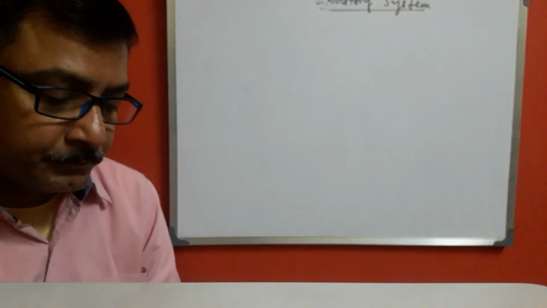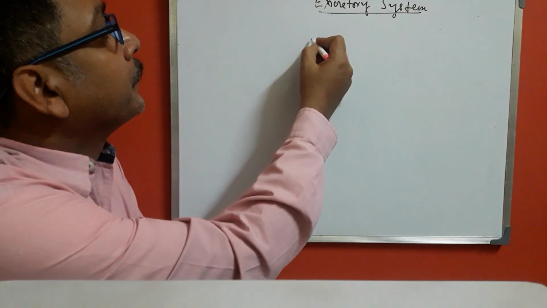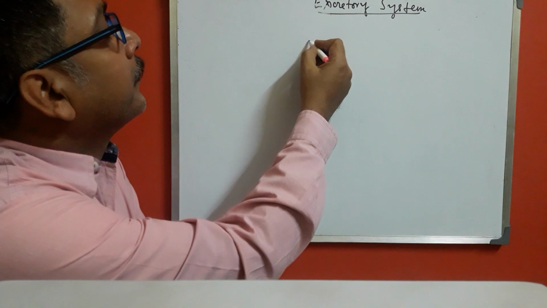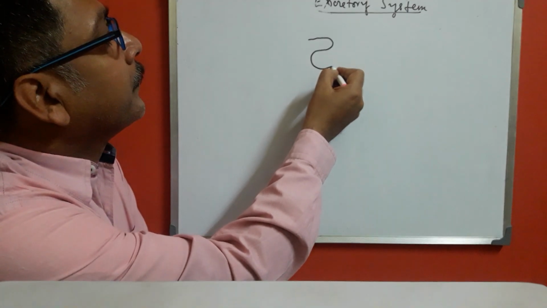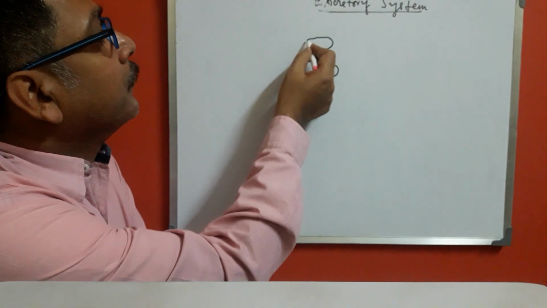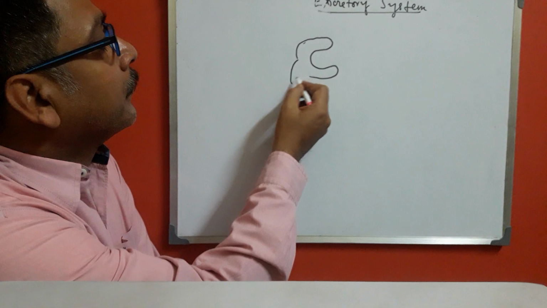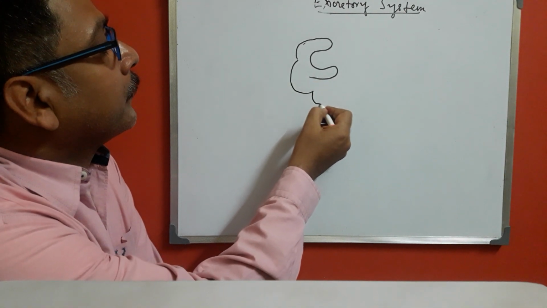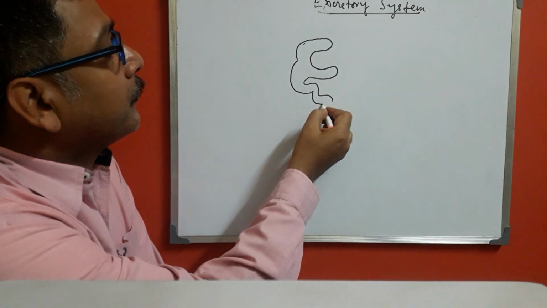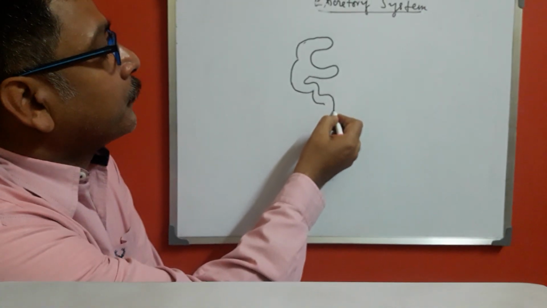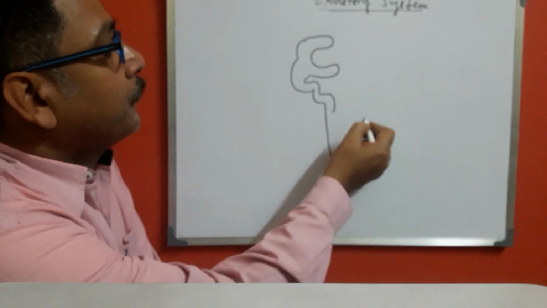Now we'll start with the glomerulus, and this is the Bowman capsule. This is the proximal convoluted tubule, part 1, part 2, pars recta. This is the Henle loop.